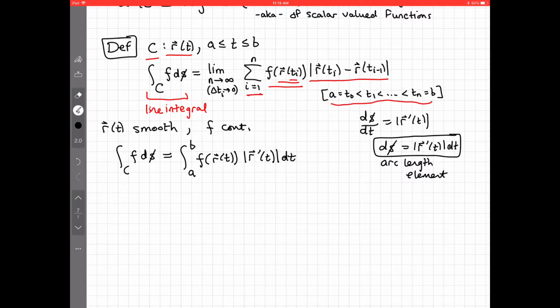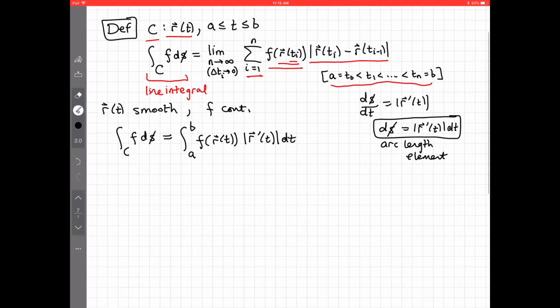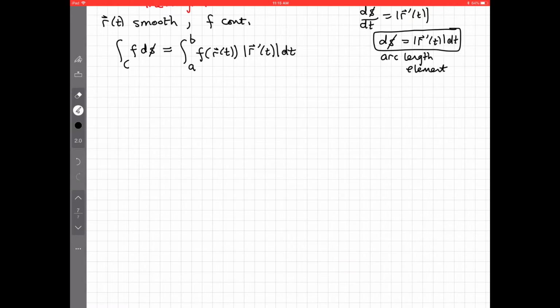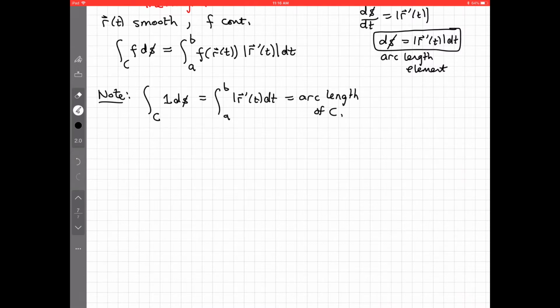Now there's a couple of things I want to note before moving along. One is a simple interpretation if our function f is 1. Notice that if we take the integral of 1 ds, that's the same thing as the integral from a to b of the length of r prime of t dt, and that is nothing more than the arc length of our curve C. Okay, so already we can see that line integrals with respect to arc length are generalizing the computation of arc length.